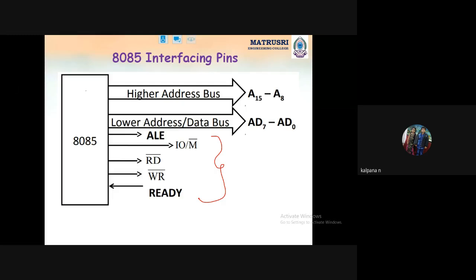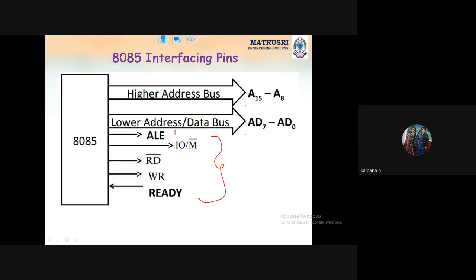ALE stands for what? Address latch enable. Address latch enable means what? Whenever this address latch enable goes high, we can allot the address for certain data. Data is given with the help of the input, right? That data we need to store in the memory, right? In order to store the data in the memory, we need to allocate some address. So when we are allocating the address, whenever this ALE pin goes to logic 1, then only we can allocate the address in the first cycle.